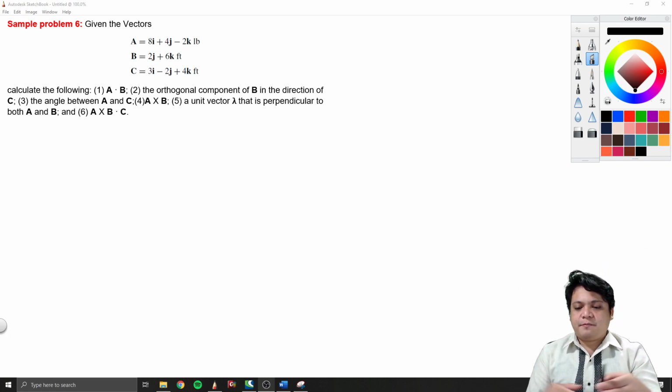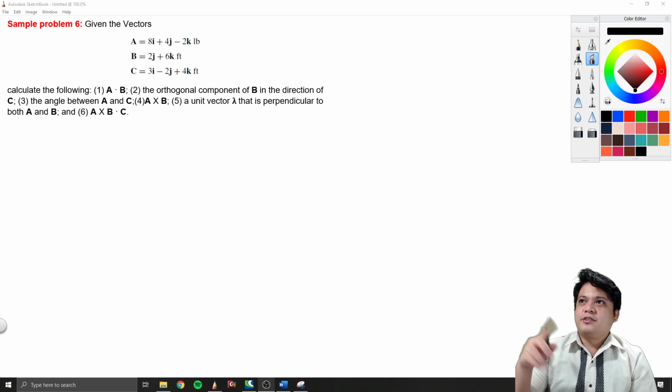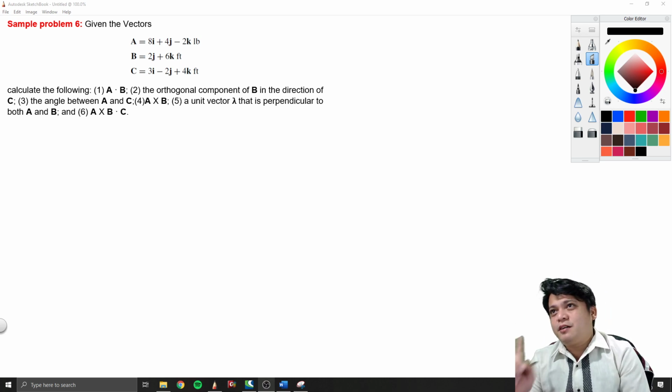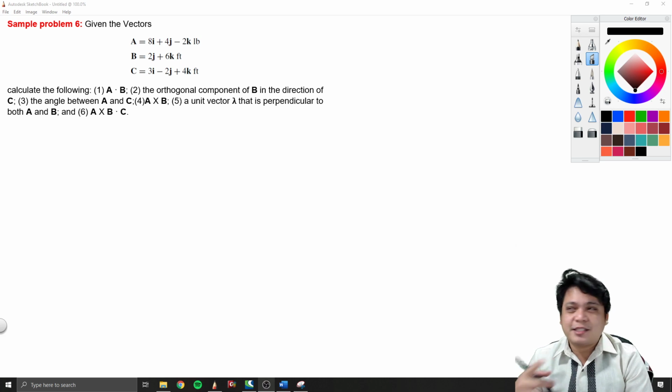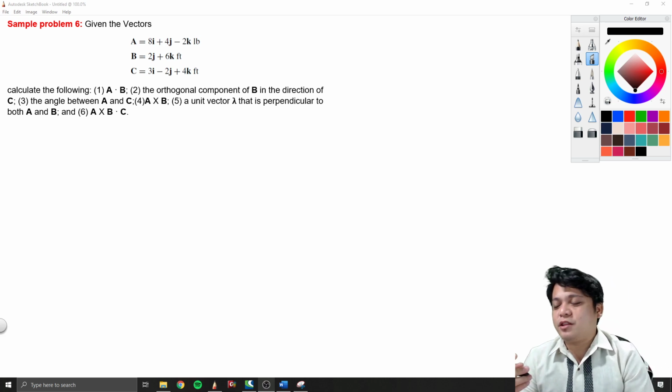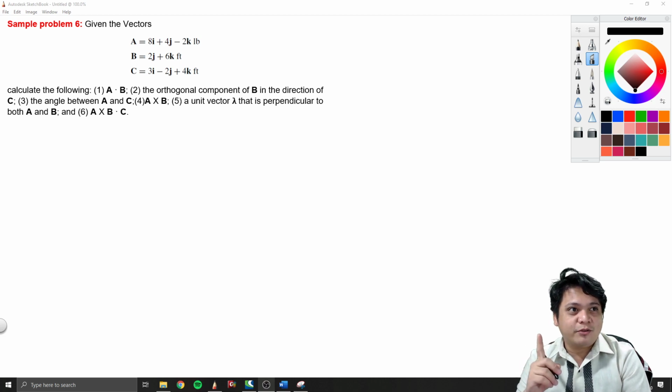Okay, so let's have problem number 6. So meron tayong tatlong vectors. Itong mga vectors na to, pwede yung force, pwedeng distances, etc. So yun yung ginagamit natin before. Okay, kung paano tayo kumuha niyan, same thing, unit position vector, then unit vector to have those values.